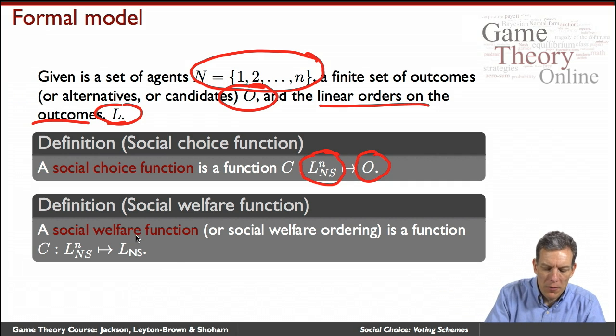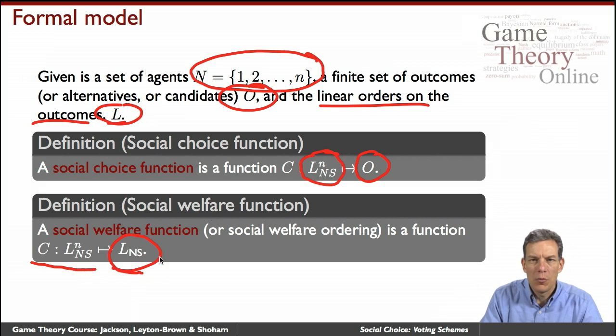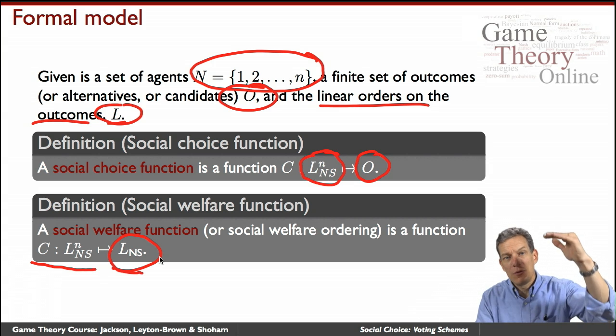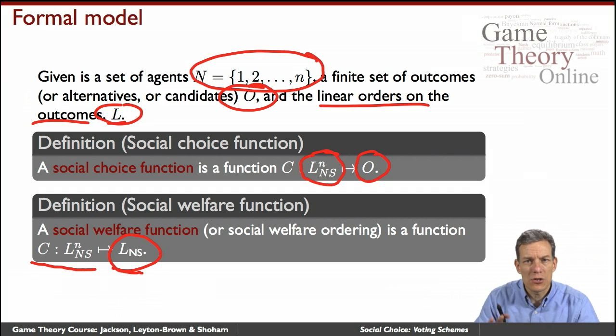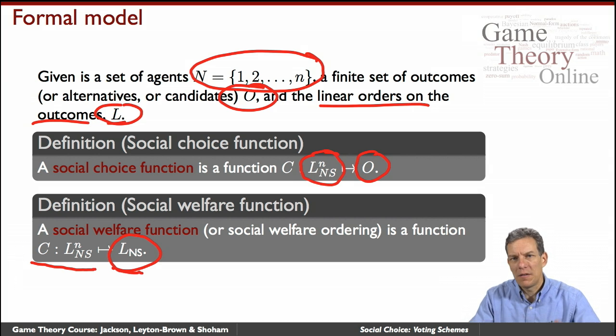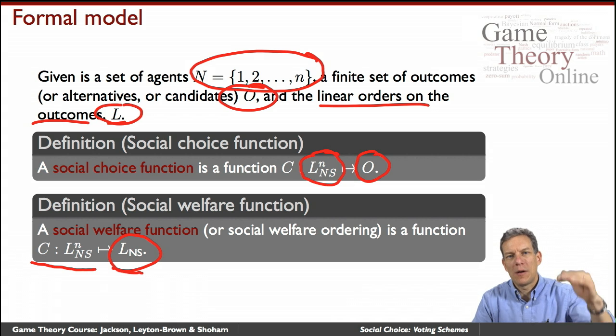A social welfare function, or a social welfare ordering, is going to be the same kind of object, except that instead of just picking an outcome, it's actually going to give you a full ranking of outcomes. So society is going to rank outcomes. Okay? And that's different than just picking an outcome. So it might be that we've got 3 outcomes A, B, C, and we ask people what their preferences are over these things, and we're going to pick one of them. So we just need to make a choice for who's going to be our president. Alternatively, we might actually want society to be able to rank these objects.